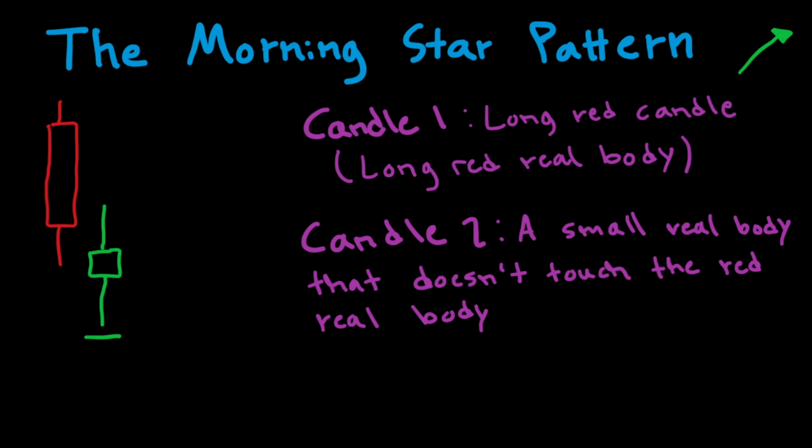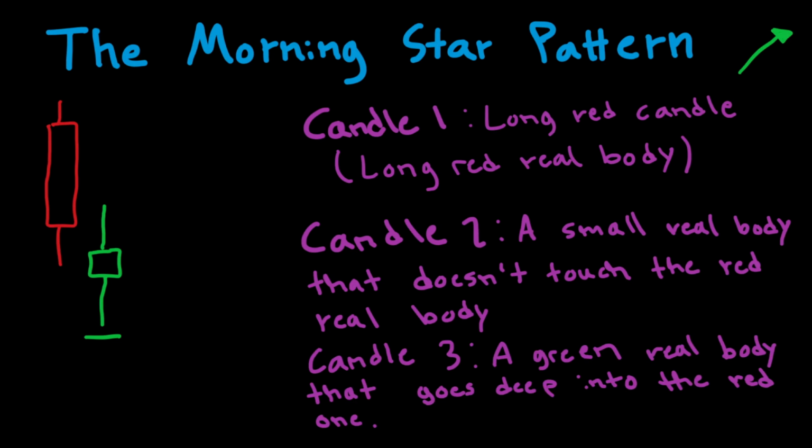The third candle here is a green real body that goes deep into the red one. So it will look, for example, something like this. You can see that the green real body here, what I mean by going deep here is that the green real body goes all the way up here. So it goes up deep within the red candle like this.